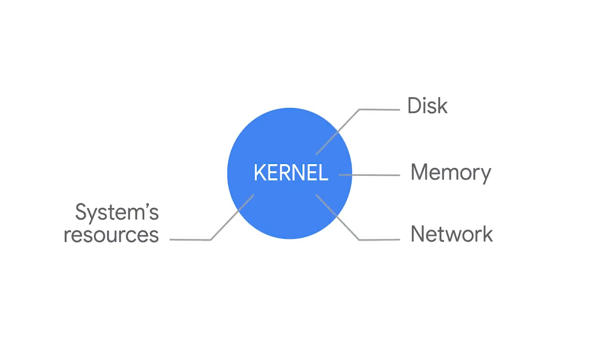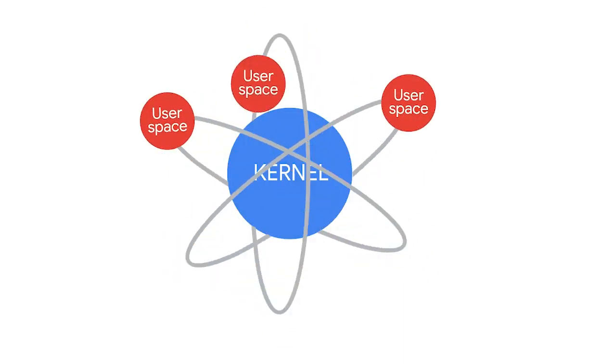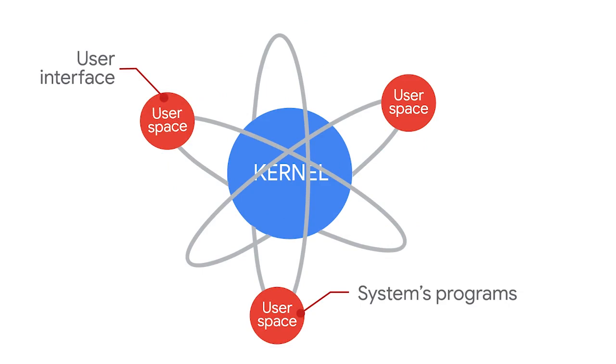There are actually two main parts to an operating system, the kernel and the user space. The kernel is the main core of an operating system. It talks directly to our hardware and manages our system's resources. As users, we don't interact with the kernel directly. Instead, we interact with the other part of the operating system called the user space. The user space is basically everything outside of the kernel. These are things that we interact with directly, like the system programs and user interface. So when we say operating system, we're referring to both the kernel and the user space.